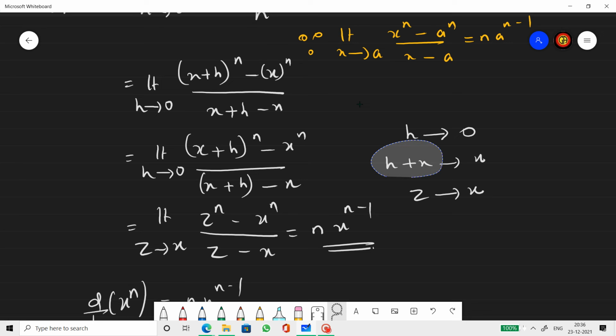So I am assuming that x plus h is equal to z. So z tends to x. Wherever there is x plus h, I am going to change it to z form. So this is how it comes to. Now it is perfectly in the standard form. So the answer would be n a to the power n minus 1. A here is x, so it will be n x to the power n minus 1. So this is the differentiation of x to the power n using the first principle.